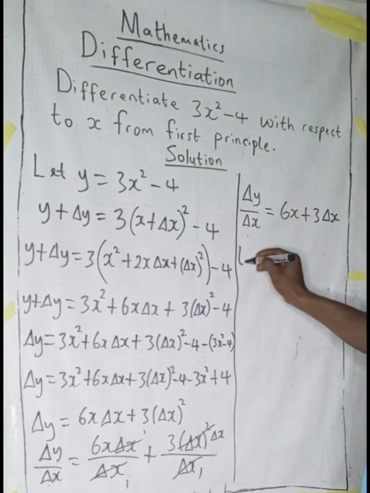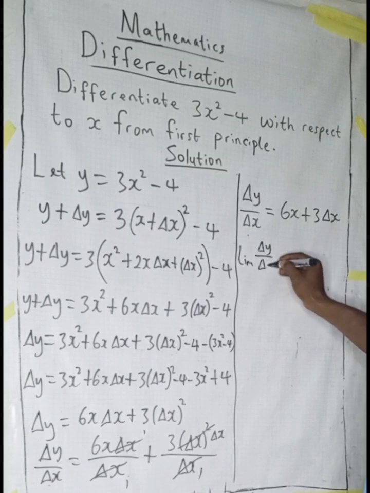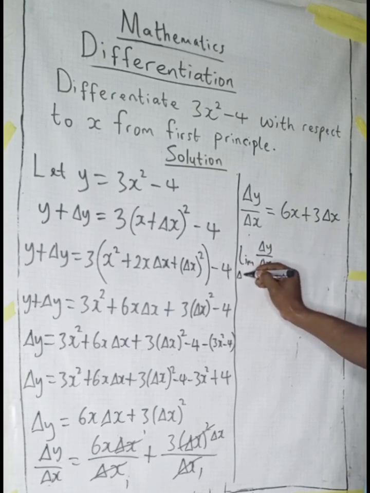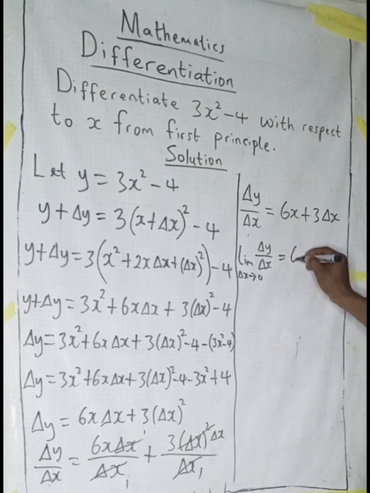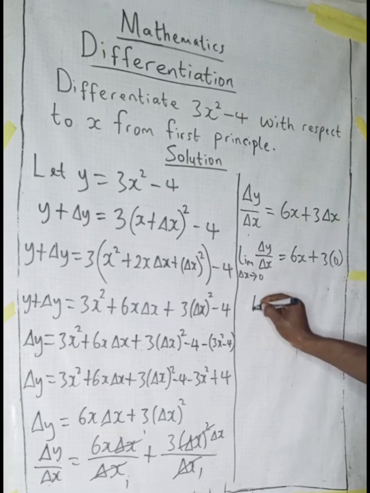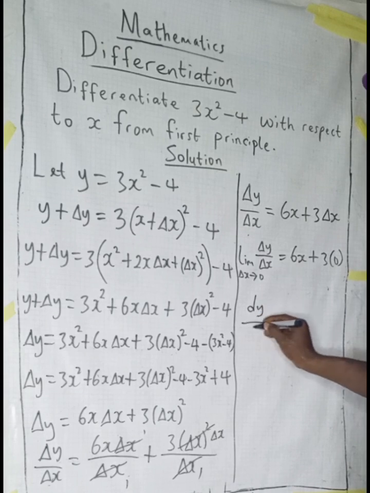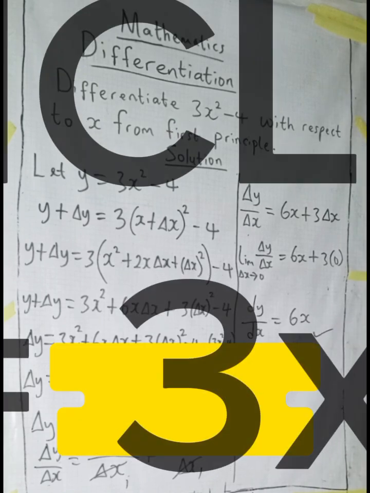We just take the limit of change in y over change in x as change in x approaches 0, right? And that's going to be 6x plus 3 times 0, since change in x approaches 0. Finally, we have dy/dx being equal to 6x. And that's the end of the story. Very cheap. Thank you.